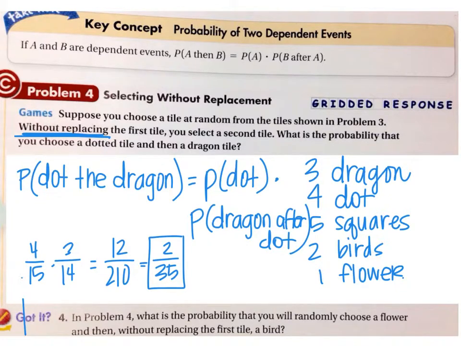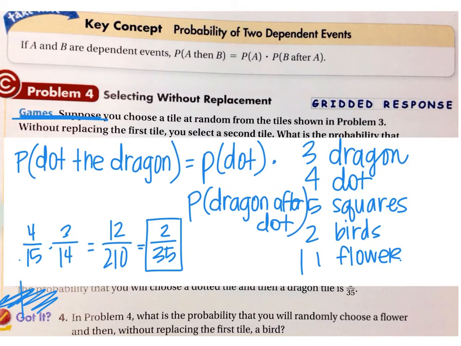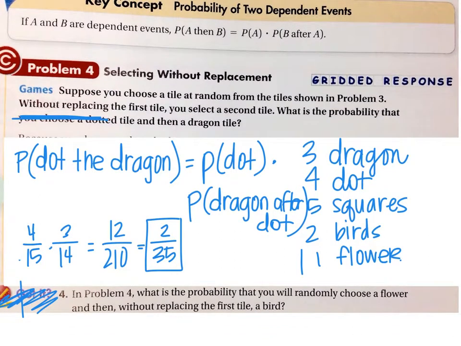Okay, and then the question down here on the bottom, it's not a guided question. What's the probability that you'll randomly choose a flower and then, without replacing the first tile, a bird? The probability of a flower is 1 out of 15. If I don't put that back, the probability of a bird is going to be 2 out of 14, which is going to be 2 out of 210, which reduces to 1 out of 105.